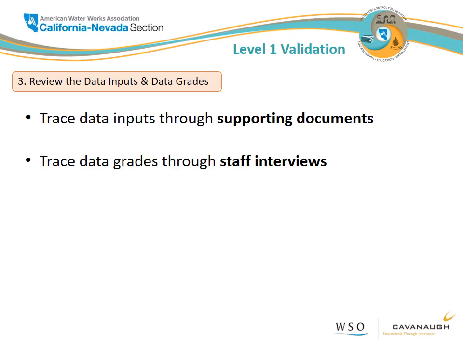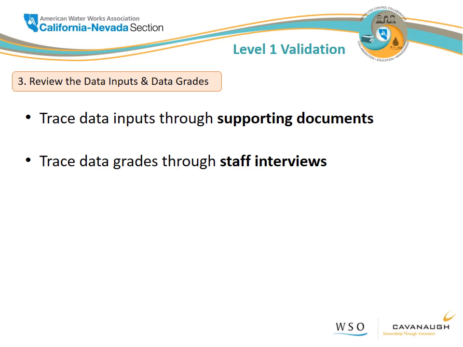Now we get into step 3, which is reviewing the data inputs and the data grades. The general idea here is that we're tracing the data inputs to where they came from, using the supporting documents to do that. Now we reflect back on step 1. That's why gathering those supporting documents is so important. It is really difficult to assess the integrity of a number if we don't have any information behind the numbers, so that's key.